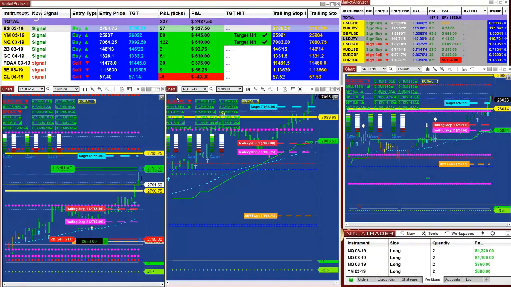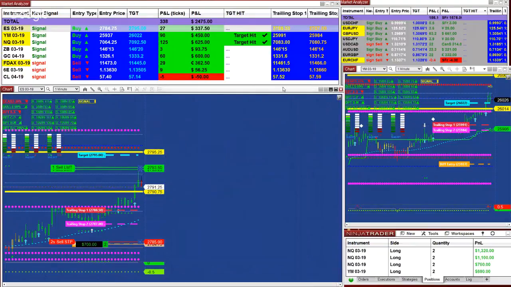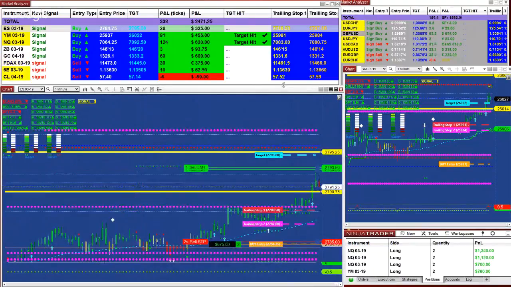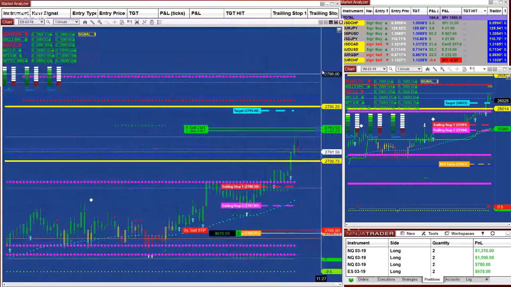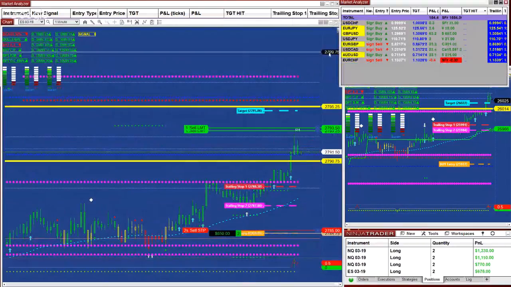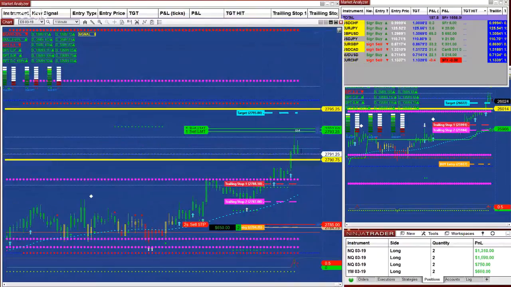Okay, folks, look at this. We missed our target by one tick. And now the market is pulling back. Now we have a new target, 95.